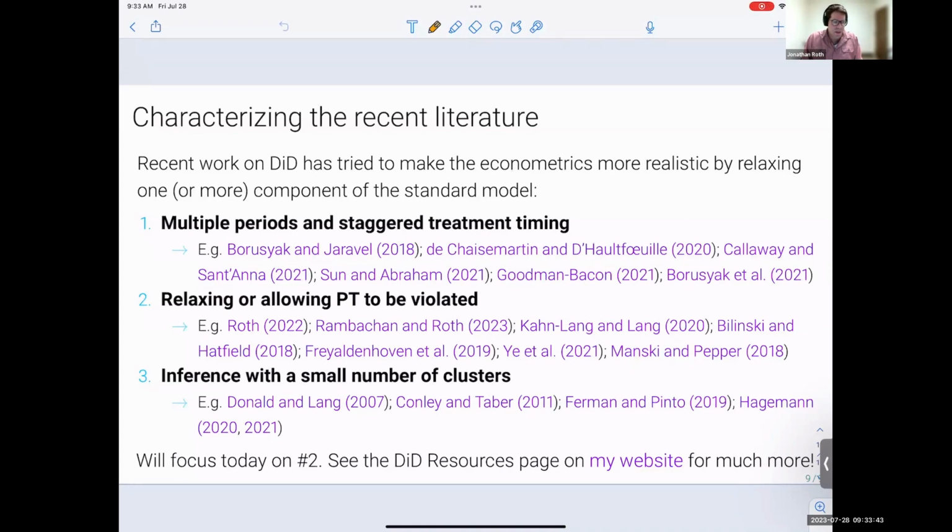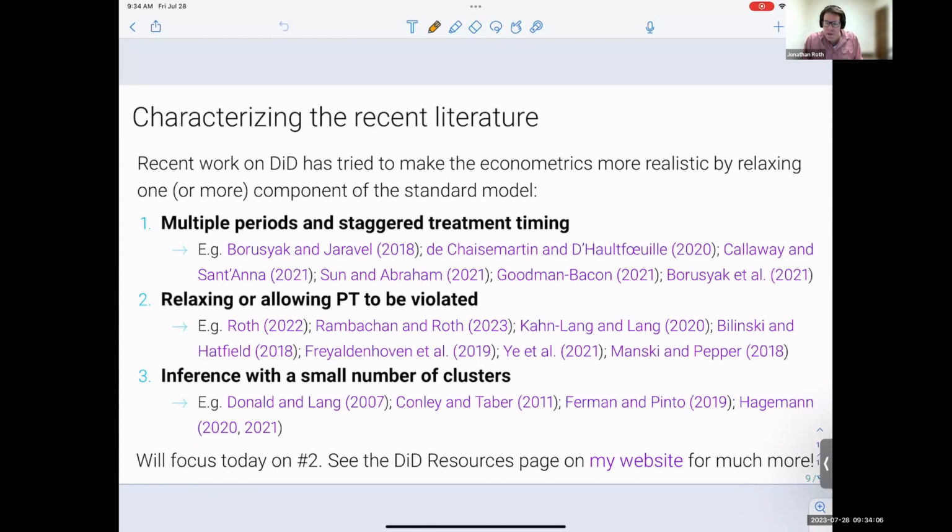And then there's also a third strand of literature, which is focused on relaxing this assumption of having a large number of independent clusters. So there are some new ways of getting confidence intervals in settings where you have, say, 3 or 4 treated units, something like that.